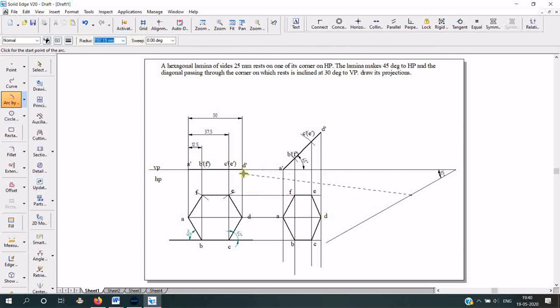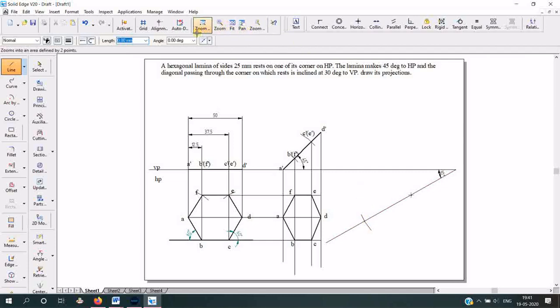Take the compass and measure the distance from A to D. First take the position diagonal and measure the distance. It is 50 mm. Cut an arc. So take that 50 mm, cut an arc. Next, construct a locus.